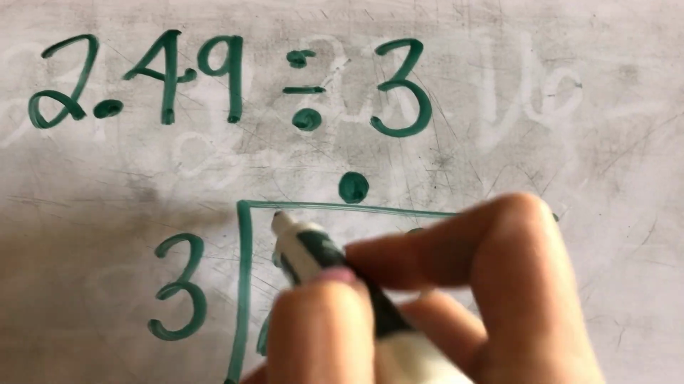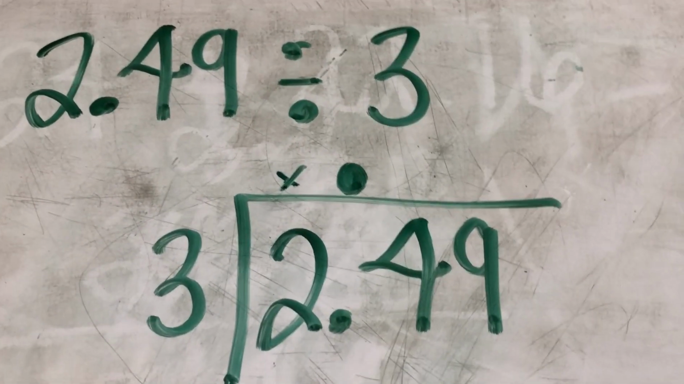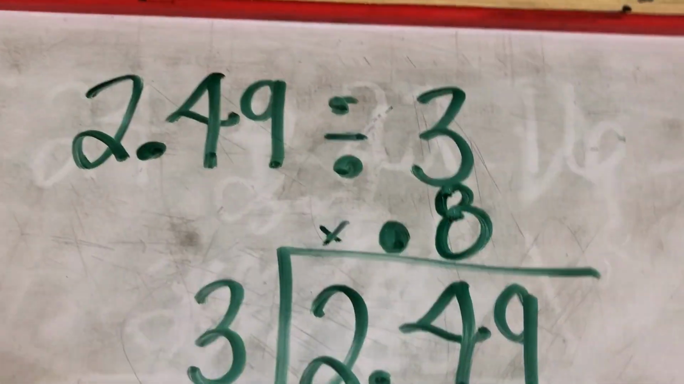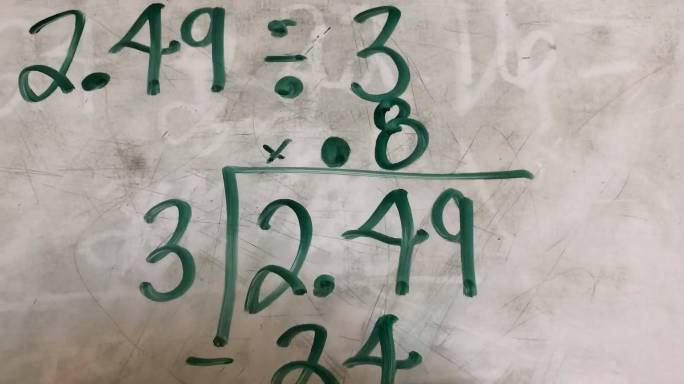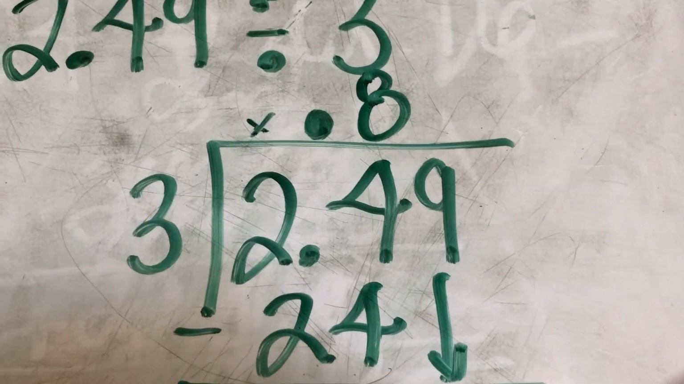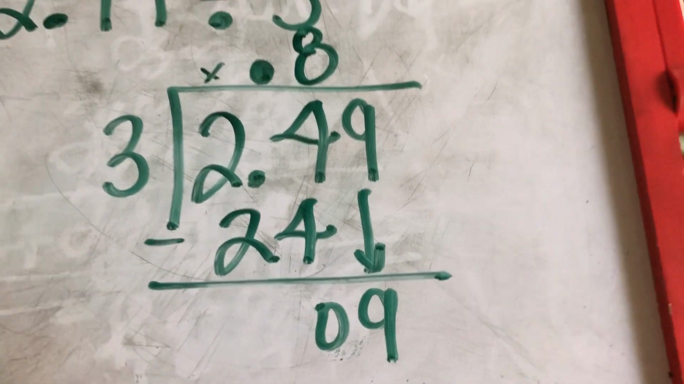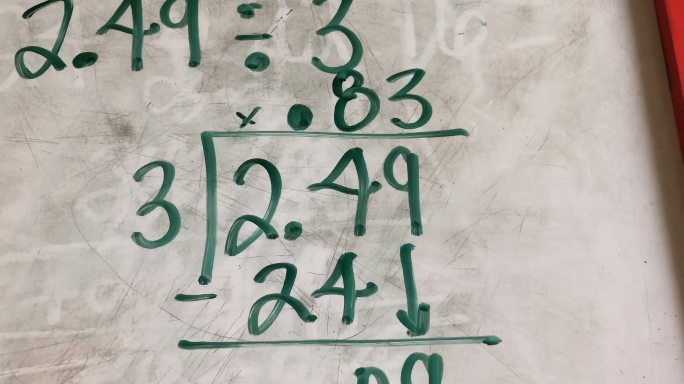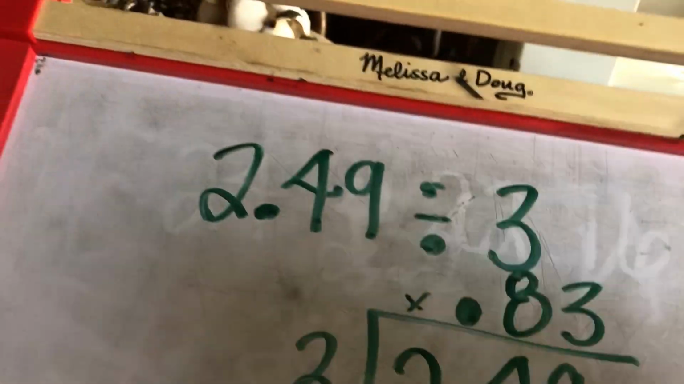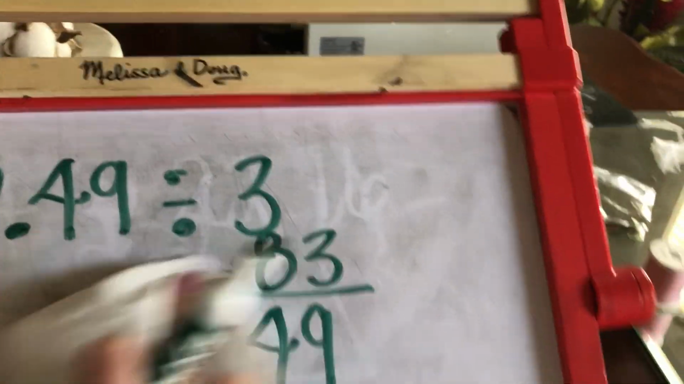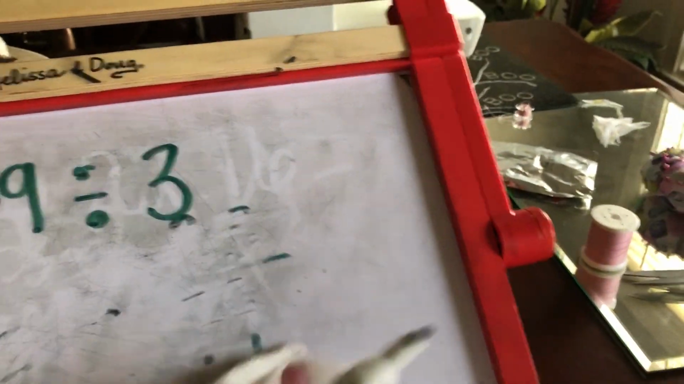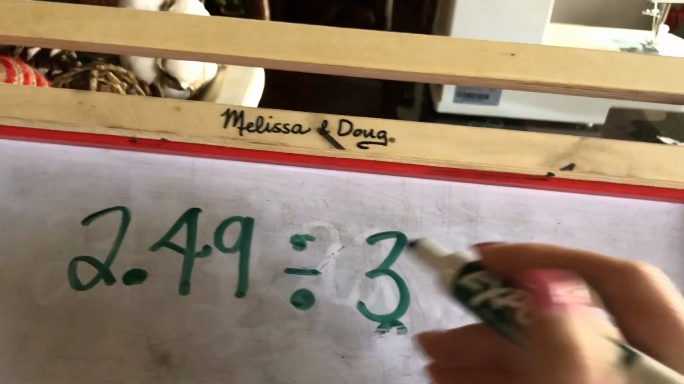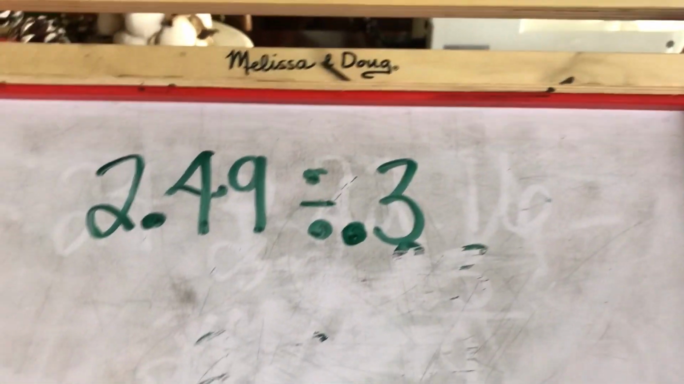So then I divide. 3 does not go into 2. 3 goes into 24 8 times, it is 24. Bring down our 9, and 3 goes into 9 3 times. So 0.83 would be my answer for this one. I'm gonna go and show you how to divide by a decimal. So I'm gonna keep the same problem. I'm just gonna make it a 0.3.